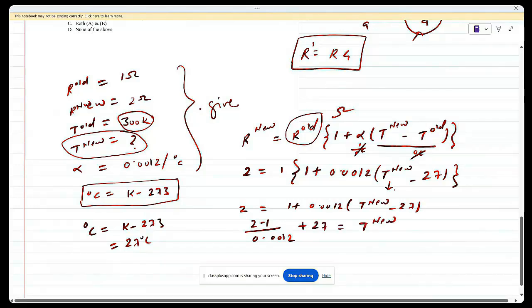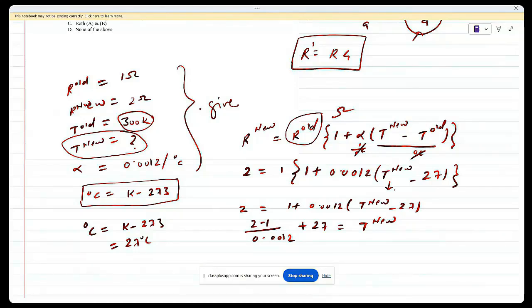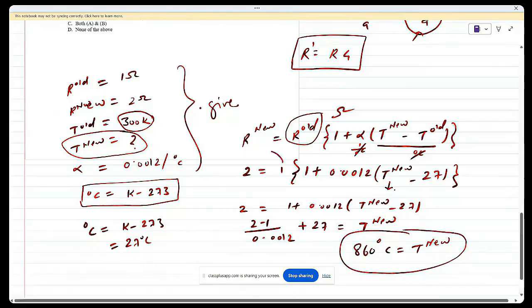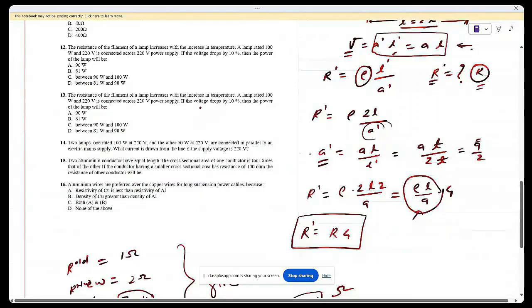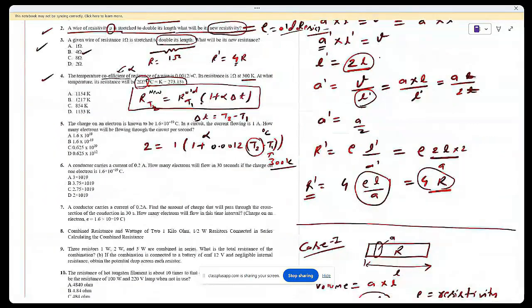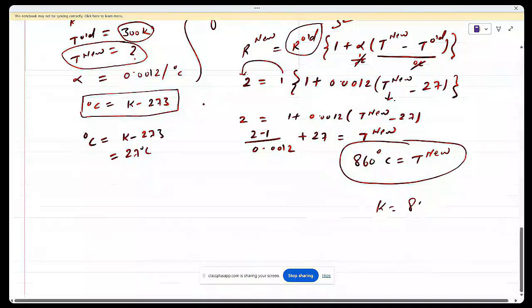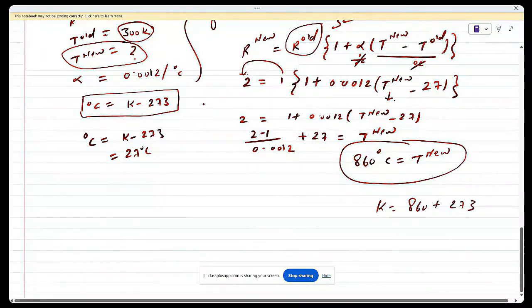So it is 2 minus 1 divided by 0.0012, plus 27. So it is equal to 860. 860 degree centigrade is equal to T new. At this temperature, its resistance will reach from 1 to 2 ohm. Getting this point? This is the answer. What is the answer? 860 degrees centigrade. Okay. But you have to give the answer in Kelvin. So Kelvin will be 860 plus 273.